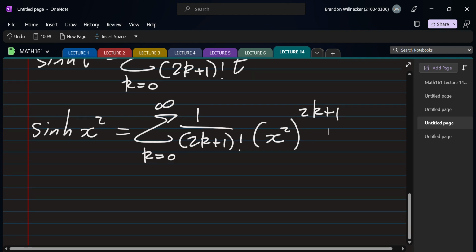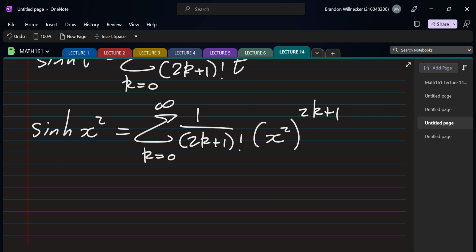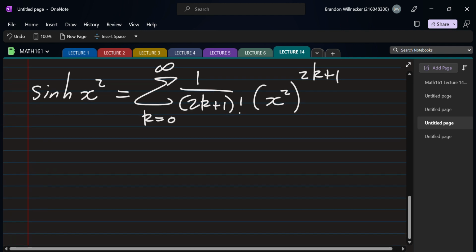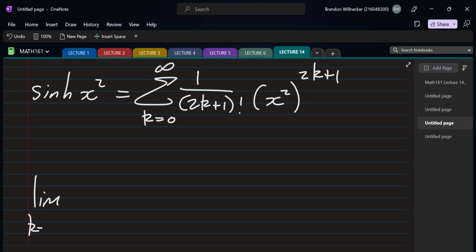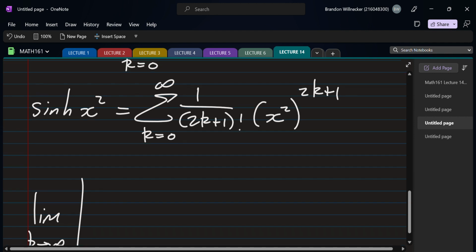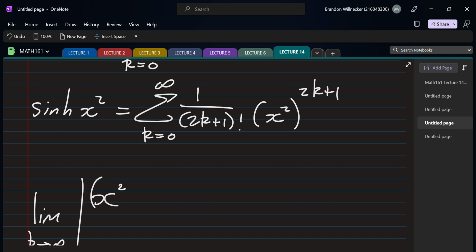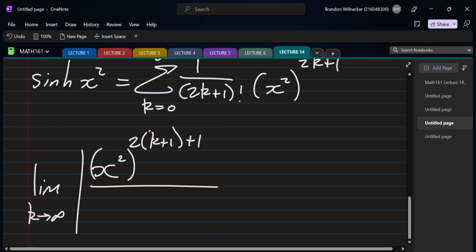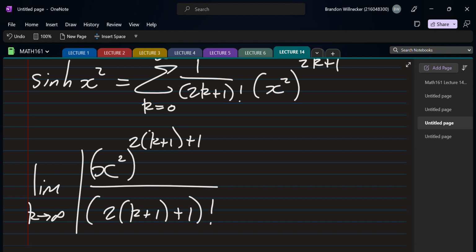For the convergence, you replace the k with k plus 1. So that's for that term. We can do it here. We have the limit, k goes to infinity. So that will be x squared to that. So it will be x squared to the 2, and then k plus 1 in brackets, plus 1. So it will be 2k plus 2 plus 1, so plus 3 at the end. Over, this will be 2, and then k plus 1, and then plus 1.